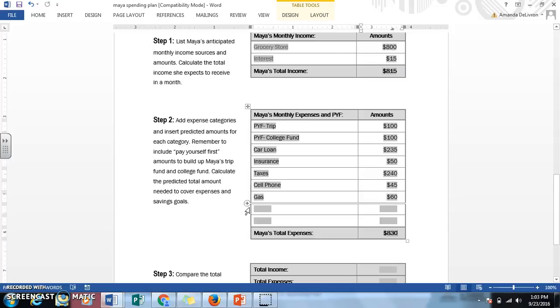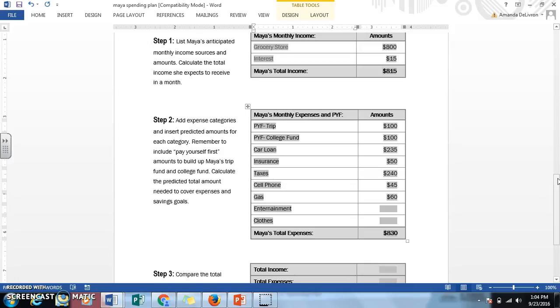So before we can even add in entertainment and clothes, we probably should go back and edit some of her expenses. The best place to take off expenses would probably be for her trip and her college fund. So we're $30 over. We need some money other places. So we can probably take off a little bit of money here.